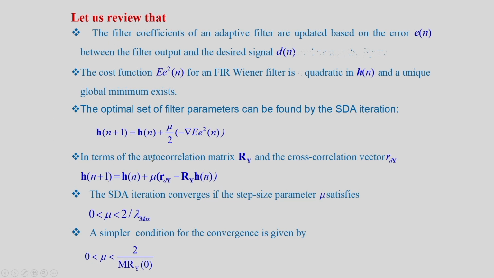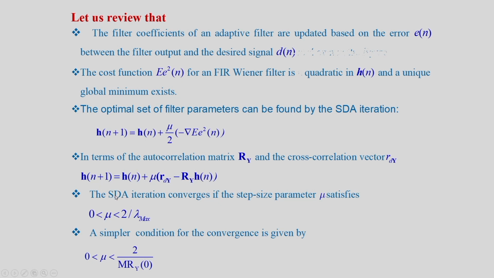In terms of the autocorrelation matrix R_y and the cross correlation vector r_dy, this updating can be written as h(n+1) equals h(n) plus mu times (r_dy minus R_y times h(n)).